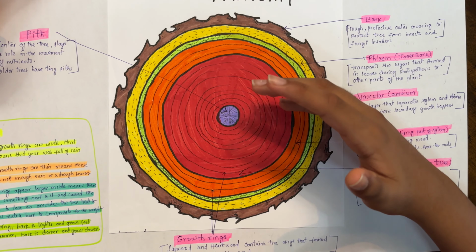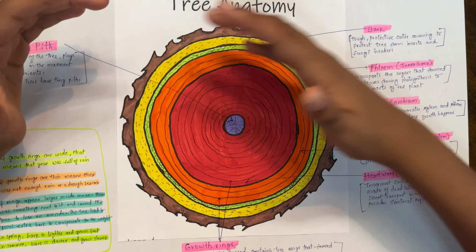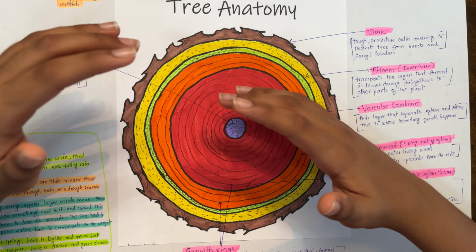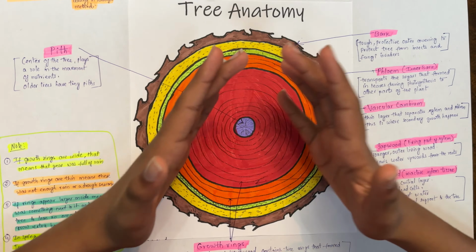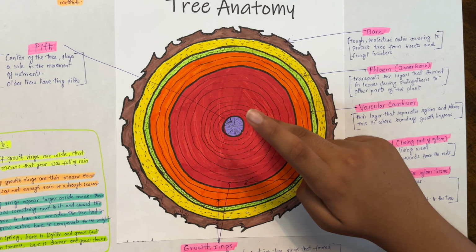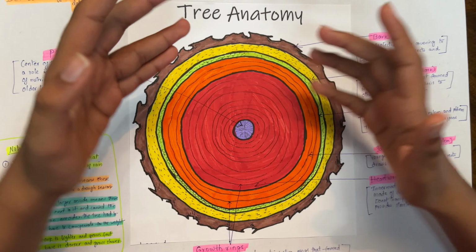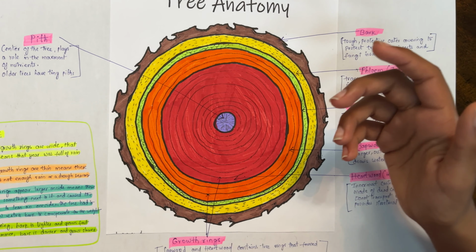Next is the heartwood. This is the heart of the entire tree, hence the word heartwood, and this is the one that comprises all the dead cells. So this used to be sapwood, obviously, but eventually it grew out to an extent where now it's heartwood. All of its cells have died.